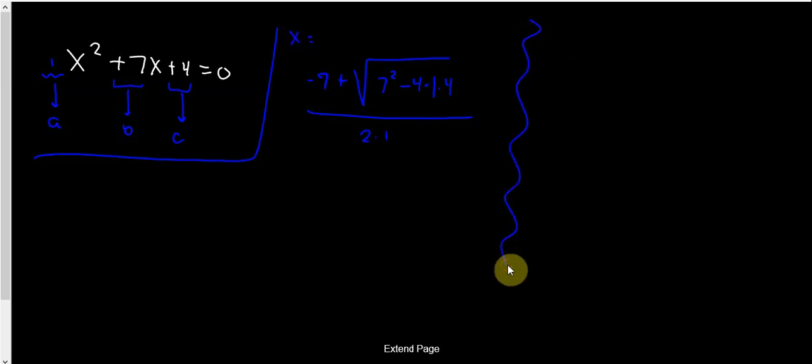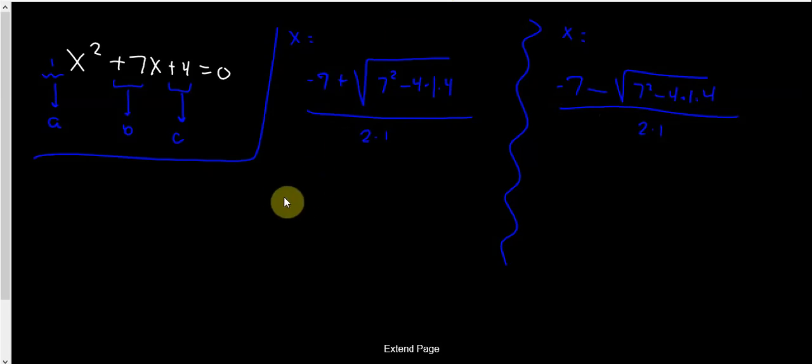And then over here, we're going to do the same thing. X will equal, except instead of a plus right there, it'll be a minus. So negative 7 minus the square root of 7 squared minus 4 times 1 times 4, all divided by 2 times 1. So some of this is easier arithmetic because that was nicer to give smaller numbers.